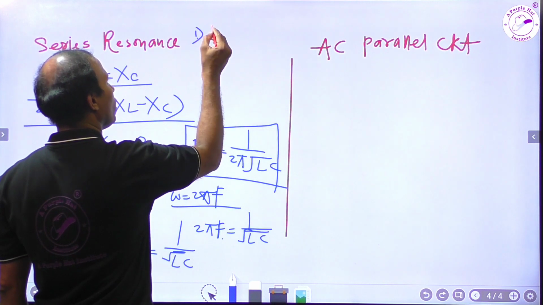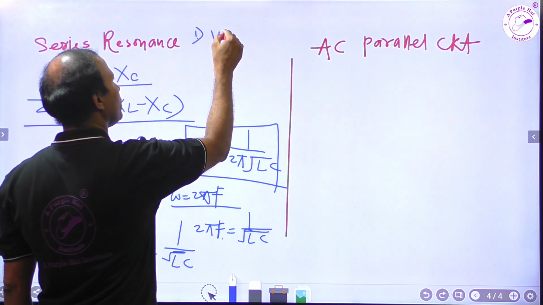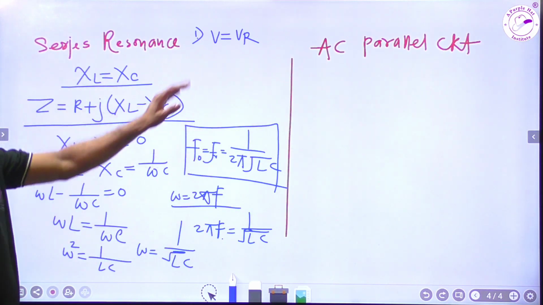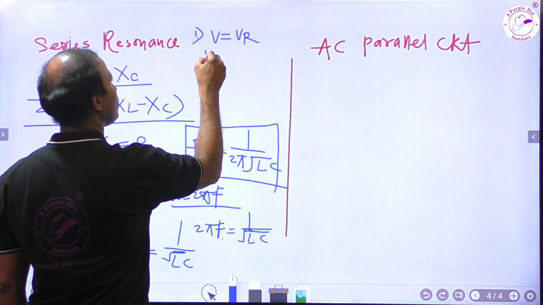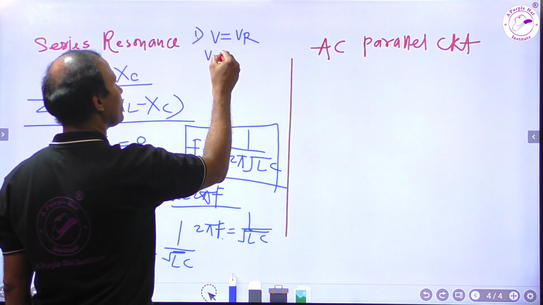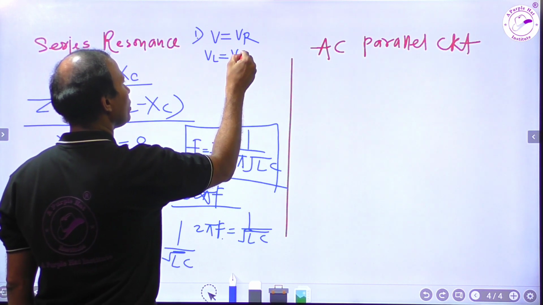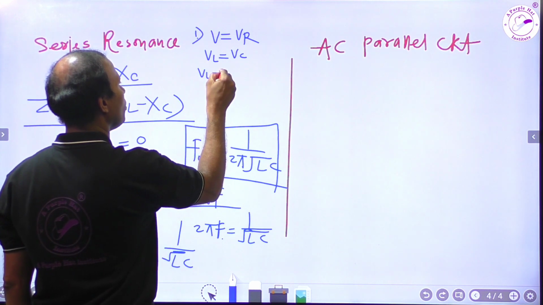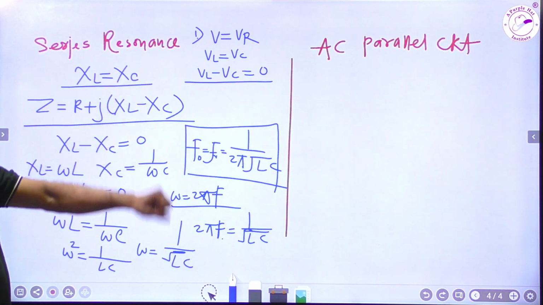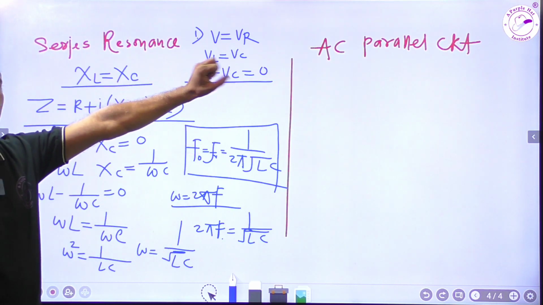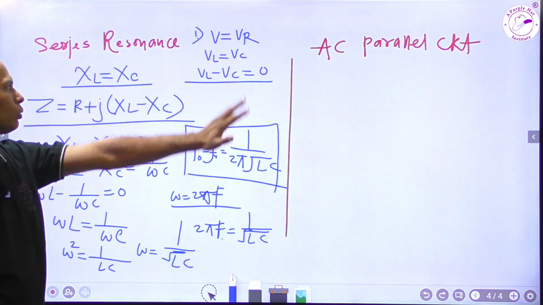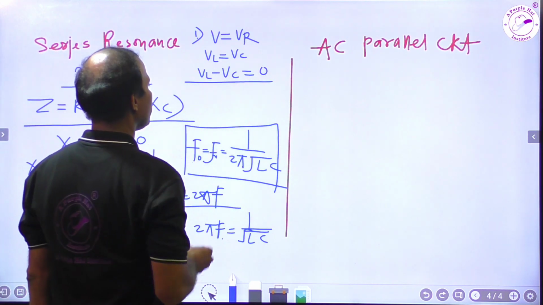Change number 1: your supply voltage is equal to the voltage across the resistance. Why? Because inductive reactance and capacitive reactance are equal, so the voltage across the inductor equals the voltage across the capacitor. So VL minus VC is equal to 0. This is one change. The voltage across the inductor becomes equal to that across the capacitor, so the difference between the two voltages is equal to 0.